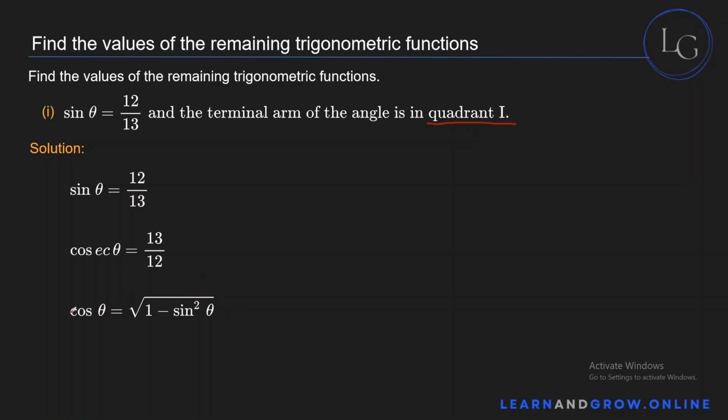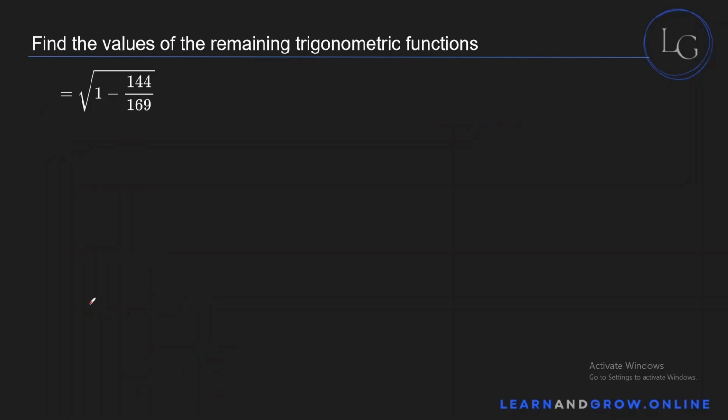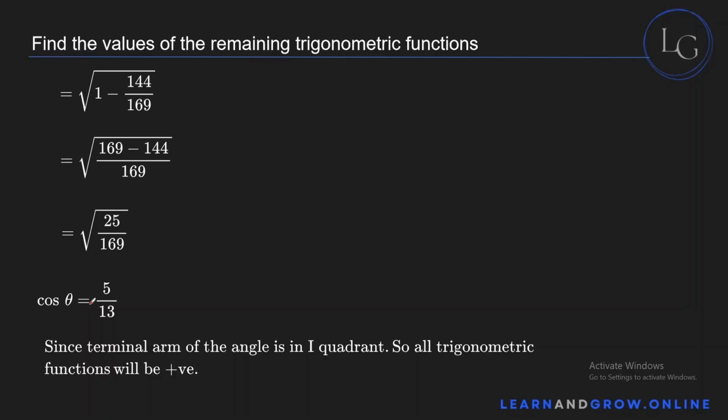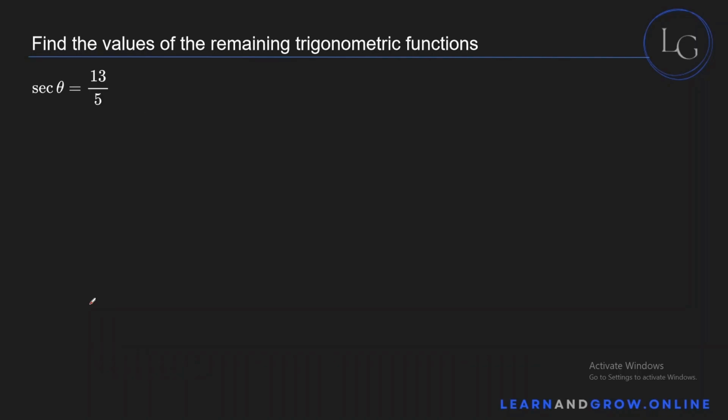So this is from the identity that cos square theta plus sine square theta is equal to 1. By using this particular identity, we can find the value of cos theta, and that just turns out to be 5 by 13. And again, it's positive because the terminal arm lies in quadrant 1. Secant theta is just the reciprocal of the cos function, so that's 13 by 5.